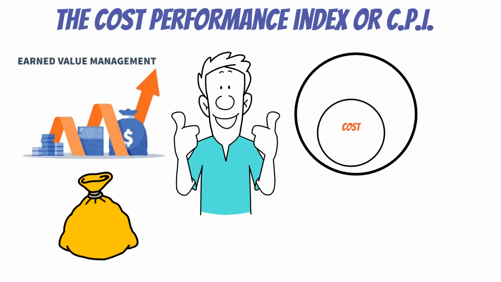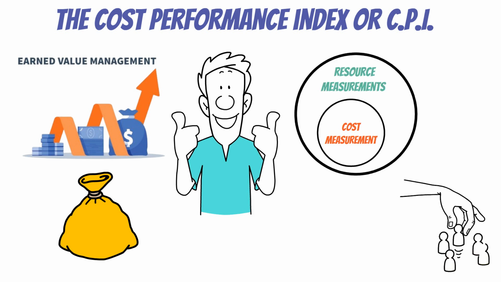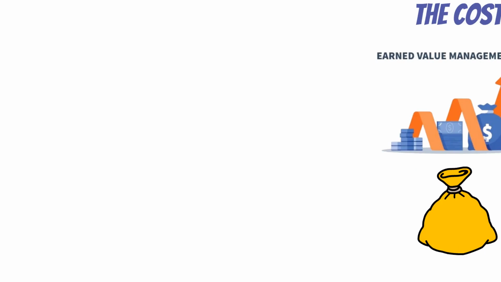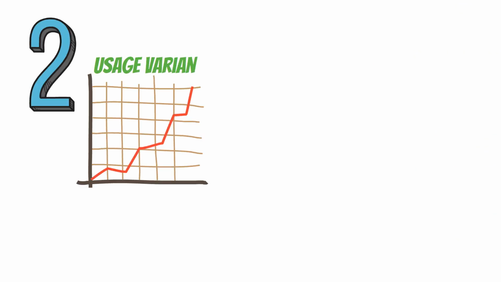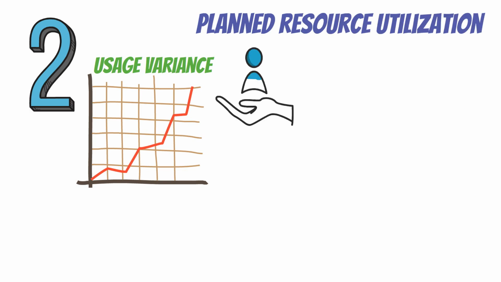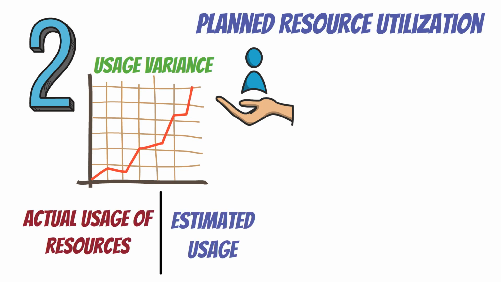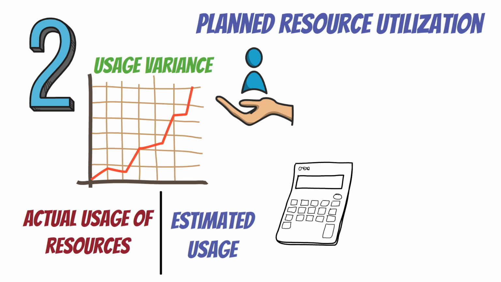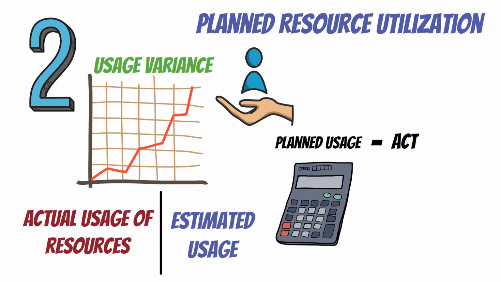A subset of cost measurement is resource measurements, because resource variances frequently lead to cost variances. There are two measures that evaluate price variance and usage variance. The first one is planned resource utilization compared to actual resource utilization. This measurement compares the actual usage of resources to the estimated usage. A usage variance is calculated by subtracting the planned usage from the actual usage.